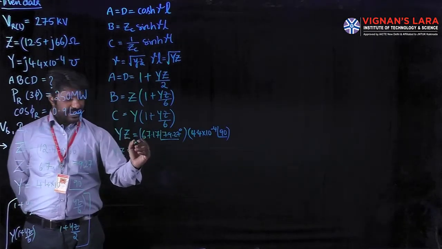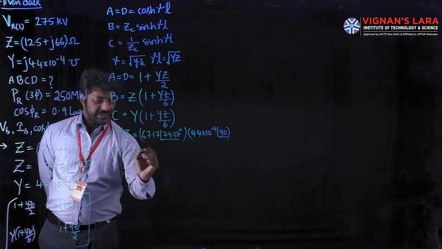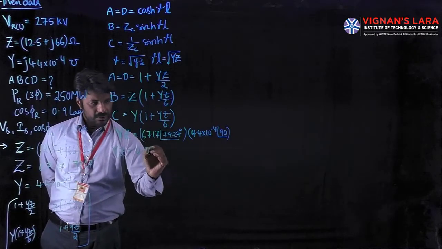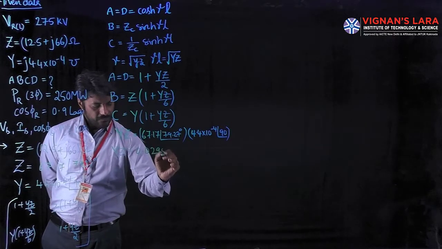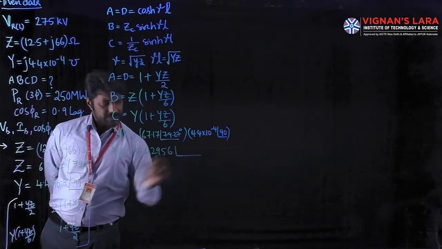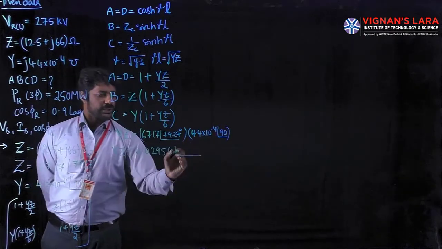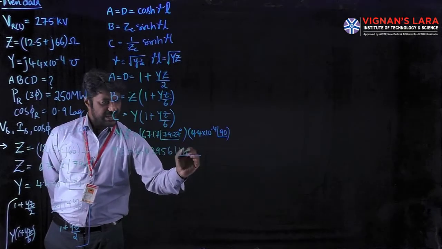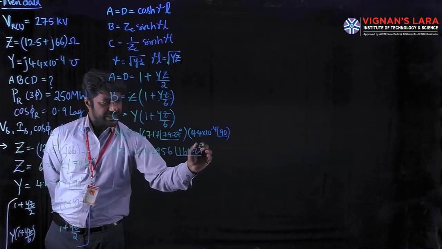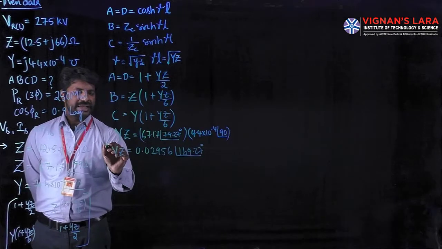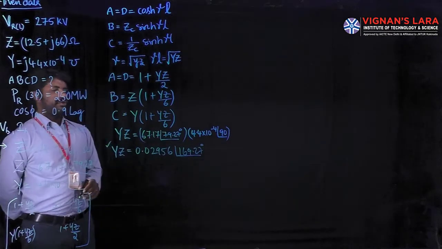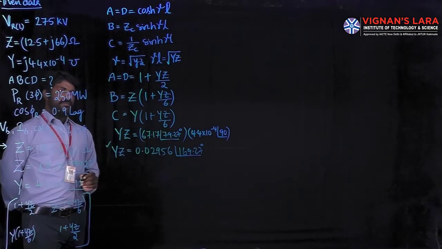Then the YZ value is equal to 0.02956, which makes an angle, the sum of these two, of 169.27 degrees. This YZ is most helpful for me for estimating the constants of ABCD.